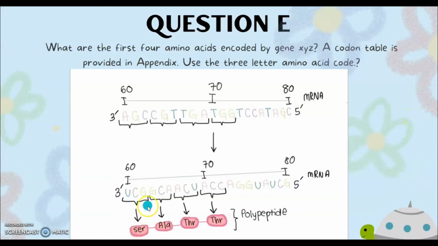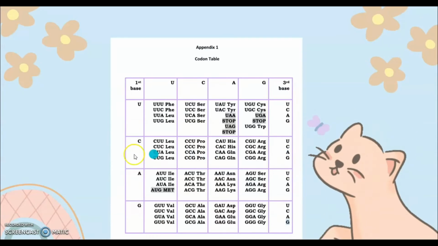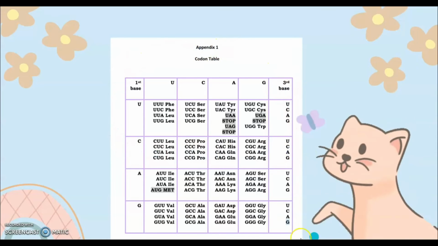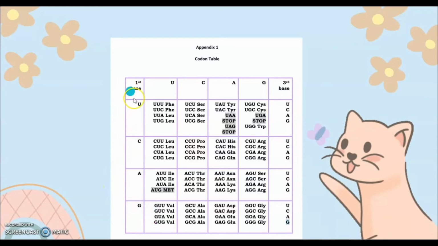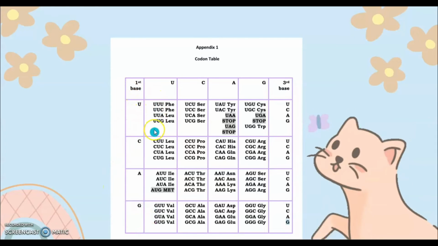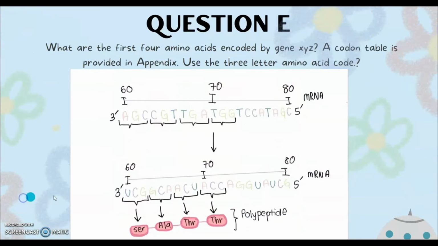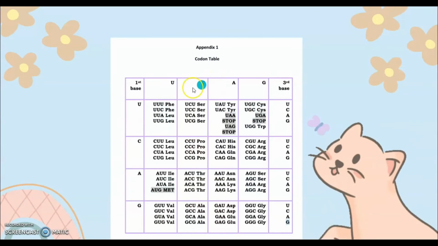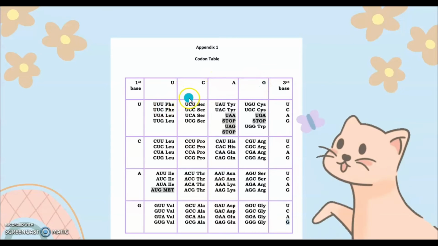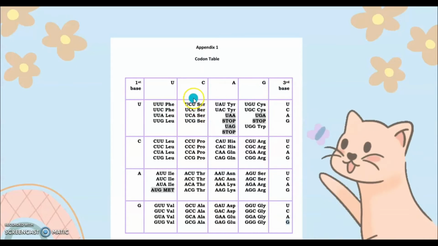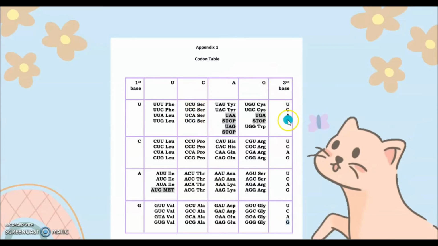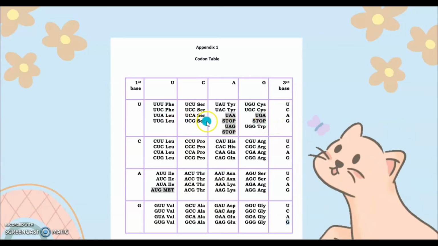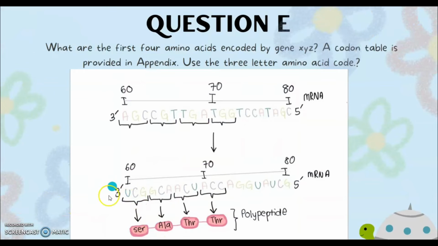How can we know these bases will form serine? So we can refer to this appendix. Look at the first base, which is U. Here is the first base U, and the second base is C. So we move to this column C, and the third base is G. We need to look at this row. So UCG will form serine. Here, serine. So move on to the second group of bases.